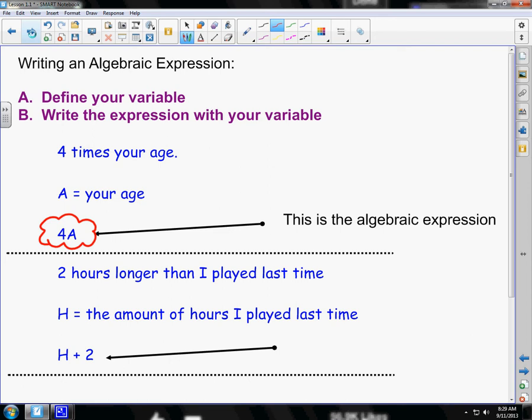2 hours longer than I played last time. Now, here's what everybody wants to do. They want to say 2 hours longer than I played last time, so you do 2 plus P. That is not correct. You have to get into the habit of saying, H is the amount of hours I played last time, and you'd start with H, because that's what you did last time, and then you'd add 2. So you'd get H plus 2.